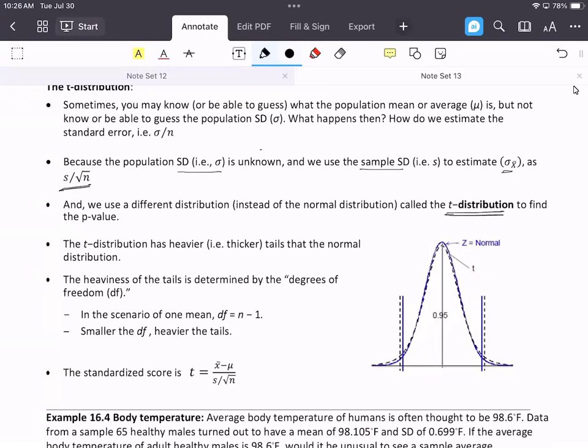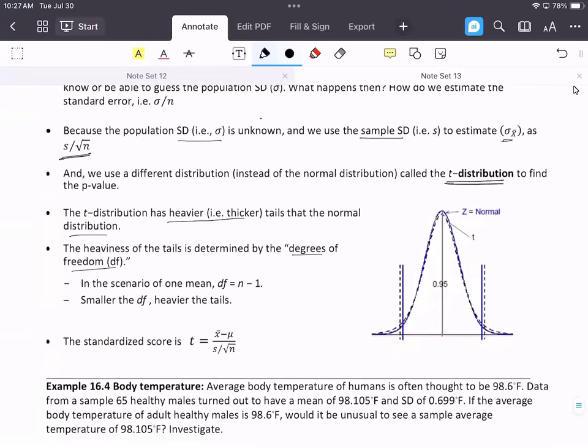The main difference between the regular z, or that normal distribution, the normal curve, and the t is that the z has thinner tails, the t has thicker tails. It has heavier, thicker tails than the normal distribution. As n gets larger and larger, though, this t-distribution looks more and more like the normal distribution. The heaviness of the tails is determined by the degrees of freedom.